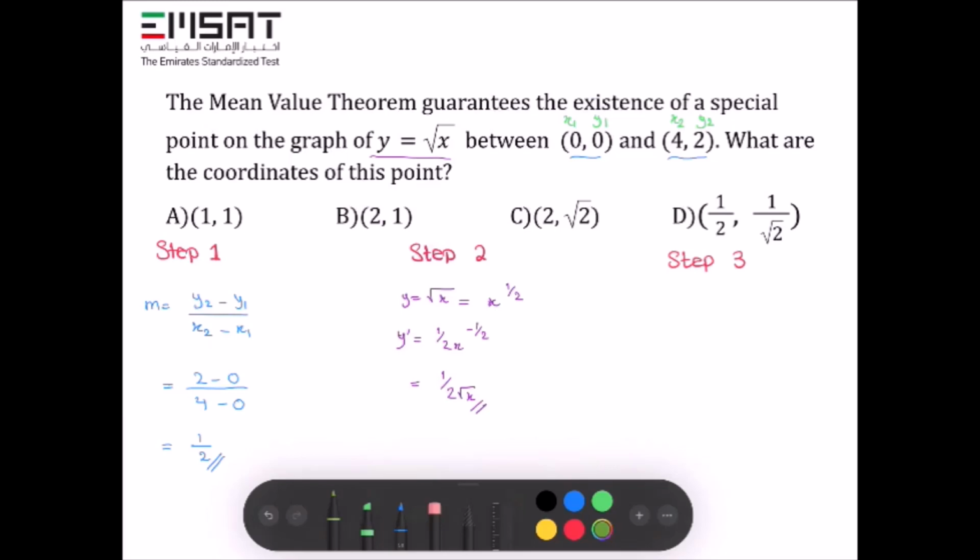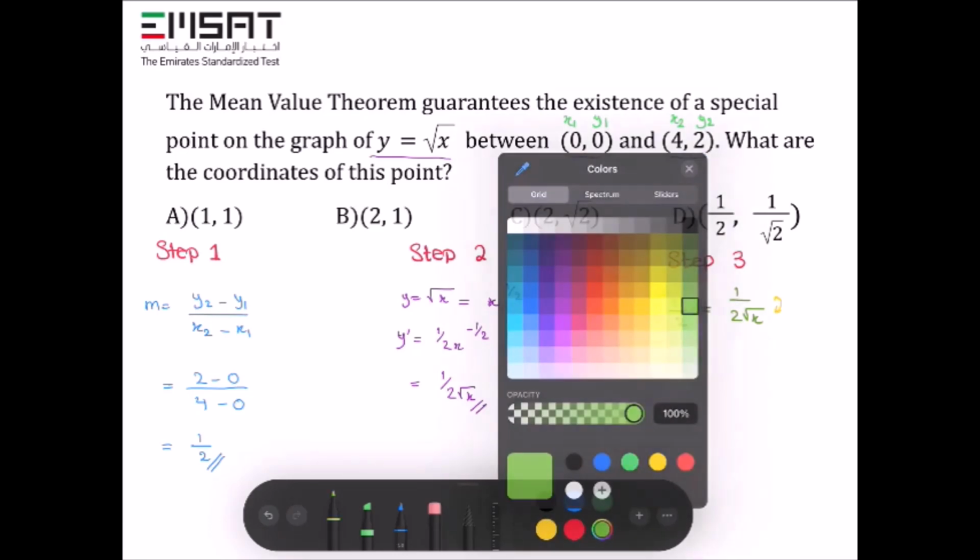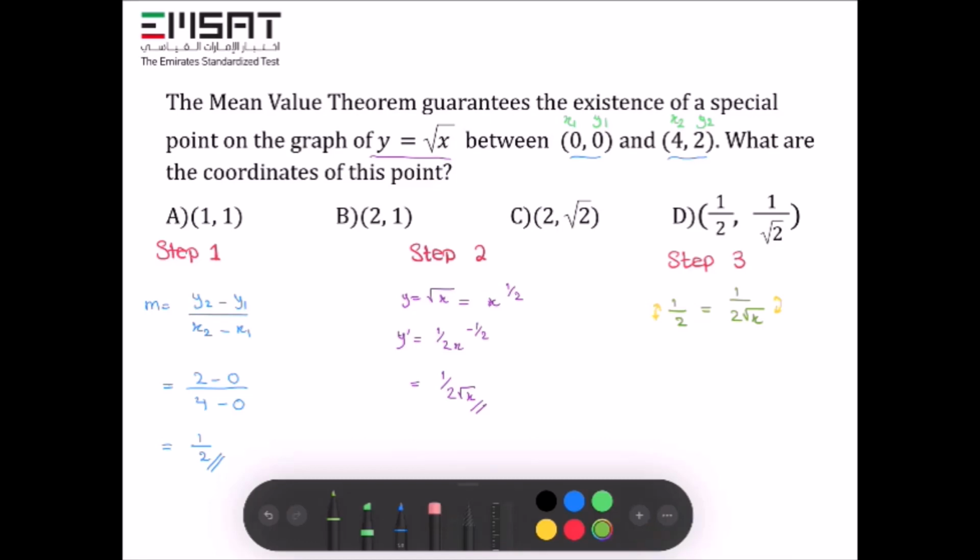Step 3. Find the value of x. Now we have the slope of the secant line, which is 1 over 2, equals the slope of the tangent line, which is 1 over 2 the square root of x. In mathematics, we can flip the fraction and we will end up with 2 equals 2 the square root of x.